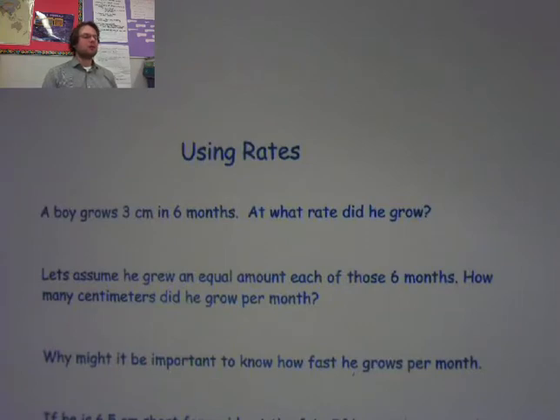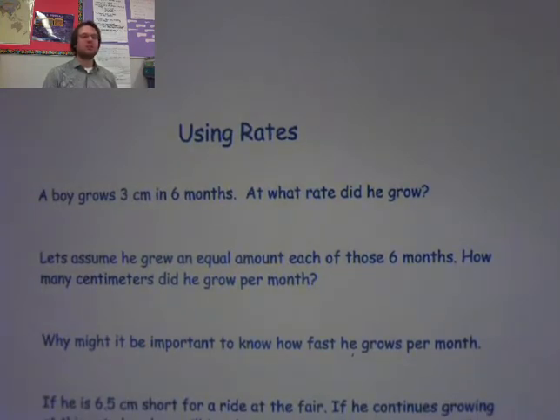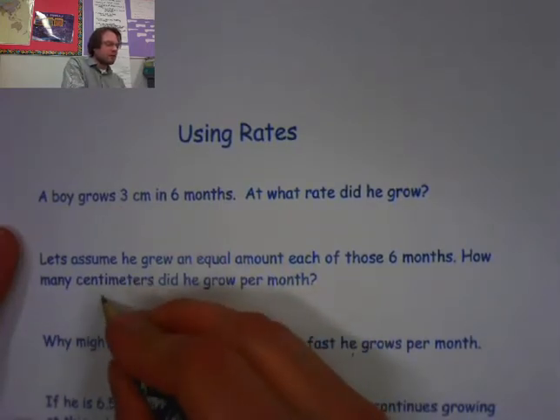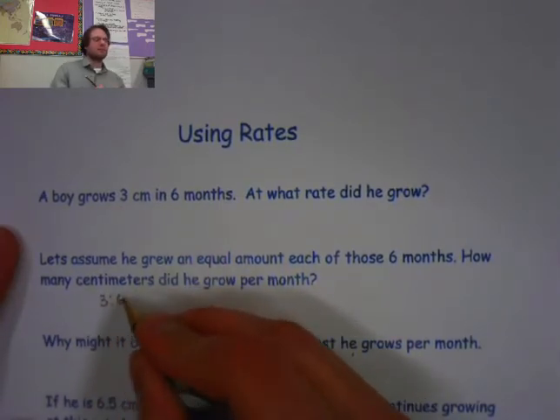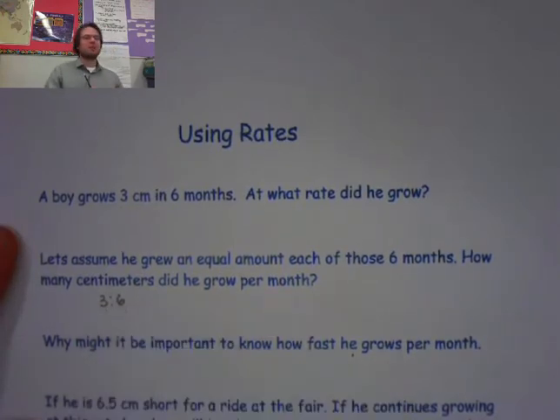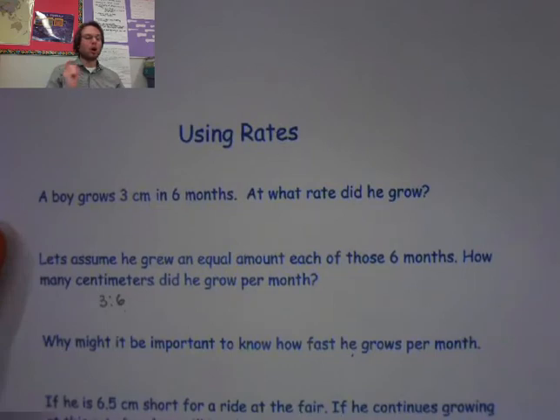Well, to do this, we must first assume that he grew equal amounts in each of those 6 months. Now, how many centimeters did he grow per month? Well, let's write my ratio first. My ratio is 3 to 6. Okay? So 3 centimeters per 6 months. Well, I want to get that per month.